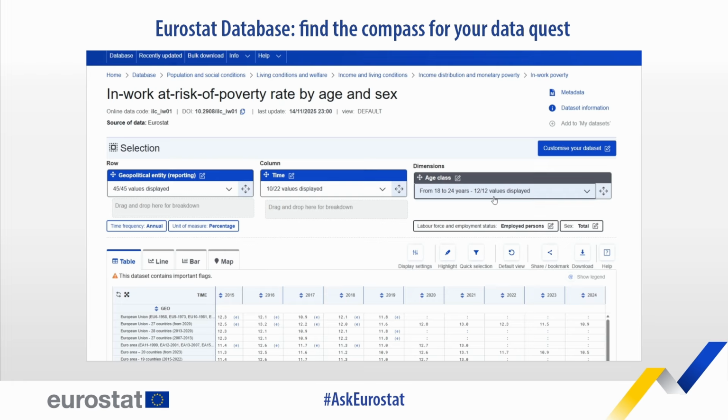You can see here that dimension age class already has several active positions, actually 12 out of 12 values, and that is why it is currently displayed here and not below together with sex. We can also see that dimension geopolitical entity reporting has all its positions being displayed, whereas dimension time only shows the latest 10 by default. One more thing, under rows and columns, you see an empty space where you can drag and drop dimensions. That means you can have more than one dimension displayed in the rows and or in the columns.